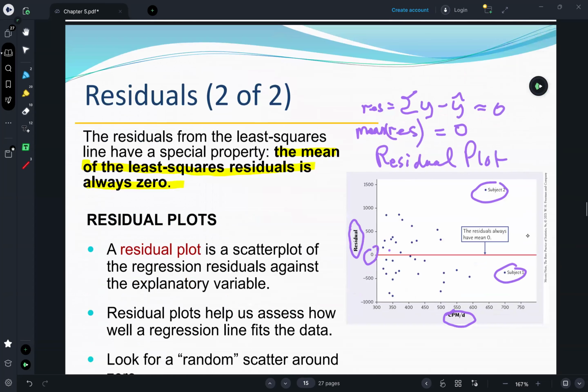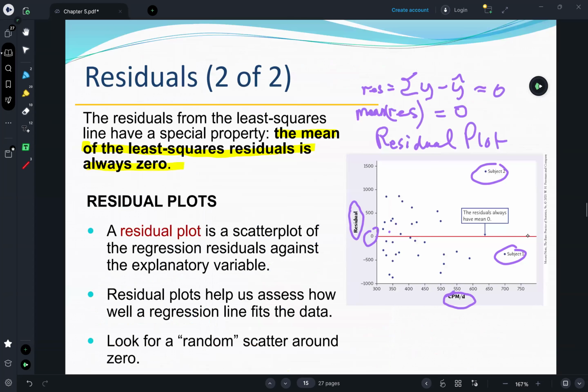The sum of all the residuals has to equal 0. And if the sum is 0, then the mean of the residuals also has to be 0. So we always look at the residual plots, and that's what we have here on this slide. So you plot the values of the residuals against the explanatory variable.